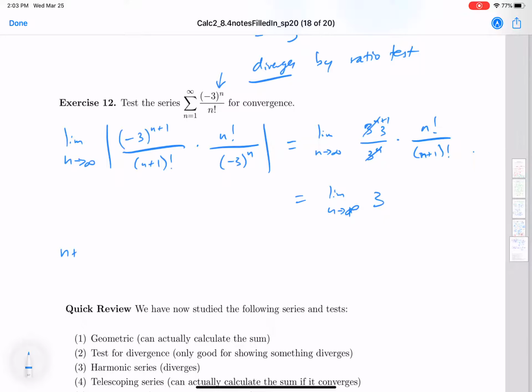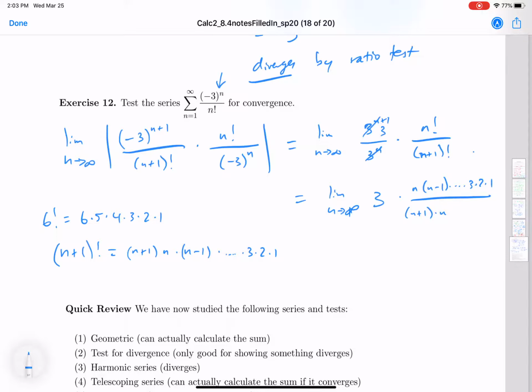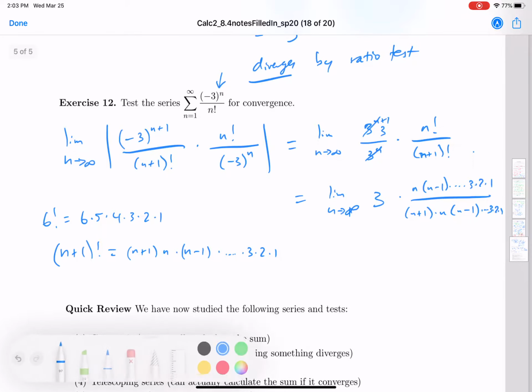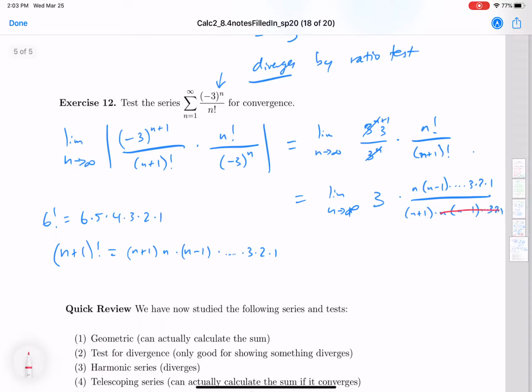So hopefully you all know what factorials are. Like 6 factorial, that's 6 times 5 times 4 times 3 times 2 times 1. So n plus 1 factorial, that's just n plus 1 times n times n minus 1 times all the way down to like 3 times 2 times 1. So what I get up on top here is n times n minus 1 times dot, dot, dot, all the way down to 3 times 2 times 1. And on the bottom, n plus 1 times n times n minus 1 times dot, dot, dot, 3 times 2 times 1. So all of these, starting at the n, are going to cancel.